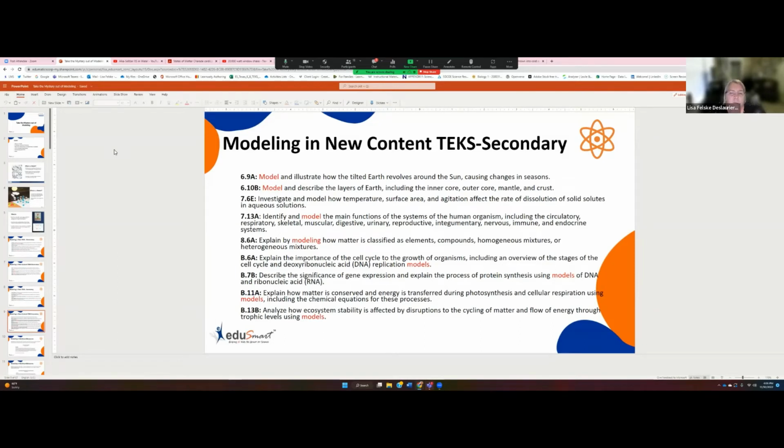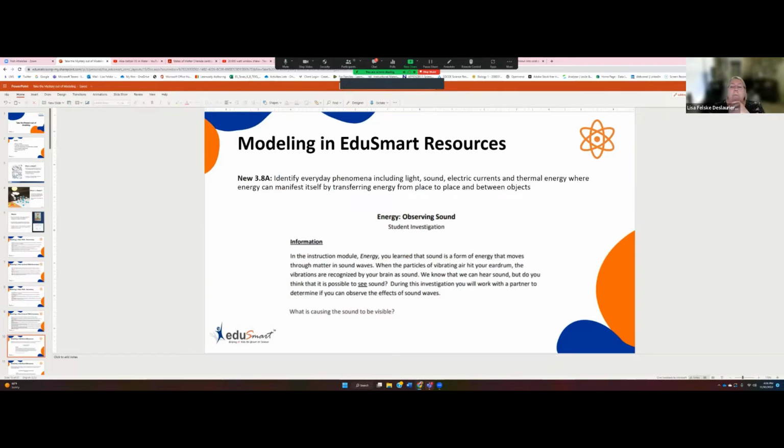But you can see that the term model, whoop, one of them I didn't make red, so I'll fix that right now. That it shows up a lot. Using a model, showing modeling, using a model, that this term shows up a lot in our new TEKS. And let me do it this way. So we already have some examples of modeling in current resources.